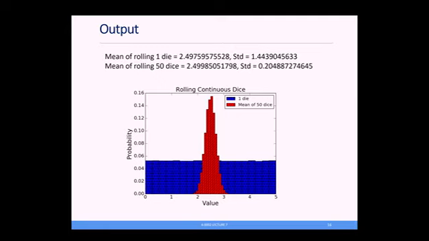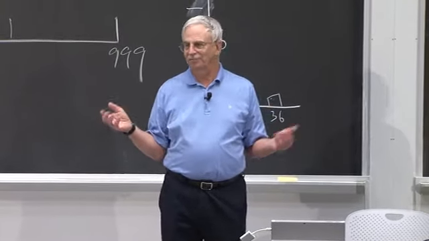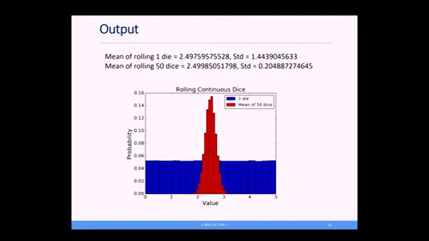But now if I roll 50 dice, well, again, the mean is close to 2.5. It's what you'd expect, right? I roll 50 dice. I get the mean value of those 50. But look how much smaller the standard deviation is. More importantly, what we see here is that the probability is flat for all possible values between 0 and 5 for a single die. But if we look at the distribution for the means, it's not quite Gaussian, but it's pretty close.